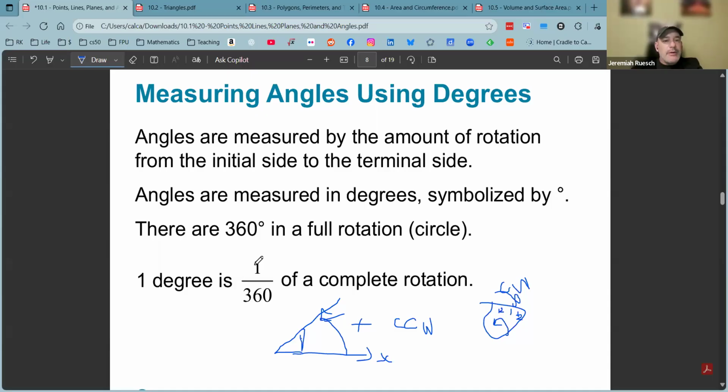A measurement of 1 degree is 1/360th of a circle. Going all the way around a circle is 360 degrees. So we divide the circle up into 360 little divisions, and 1/360th of that would be 1 degree, signified by this little circle symbol.